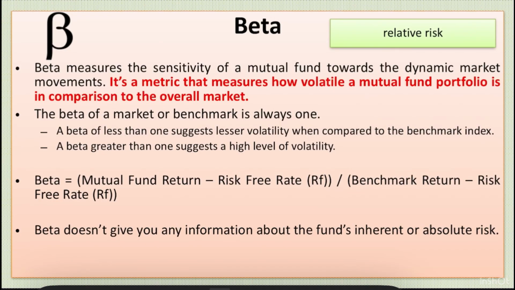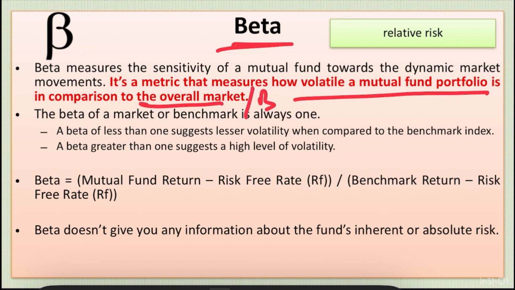The first technique we have here is beta. Now what does beta do? It measures how volatile the mutual fund portfolio is in comparison to the market, or we can say the benchmark. We usually say that for the market, beta is always 1. Now if the beta calculated for a mutual fund is more than 1, say for portfolio A, what does this mean? This means that our portfolio A has performed better than the benchmark, right?